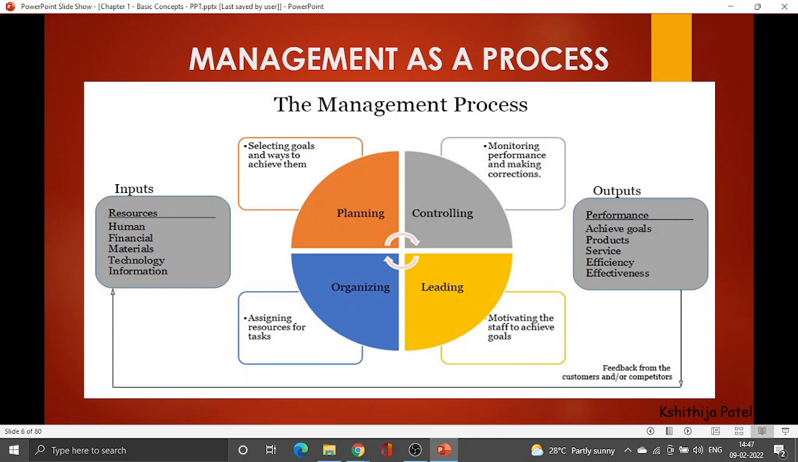If we have to speak about it further, whenever we say process, it refers to some kind of interrelated functions. Now, what are the interrelated functions here? As you can see over the slide, they are planning, organizing, staffing, leading and controlling.